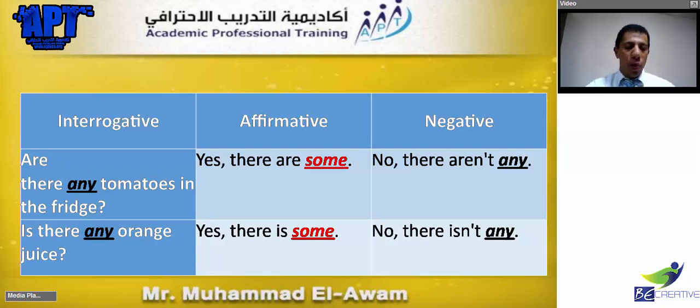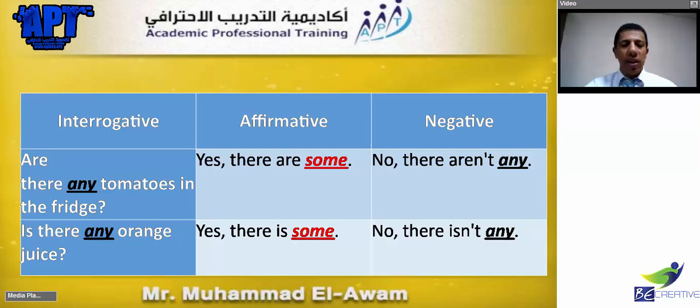So to the other one. Orange, not orange itself. We did not say orange only. No. Orange juice. The juice itself, the liquid. Can we count it? Of course not. So we treat juice as a singular. Is there any orange juice?